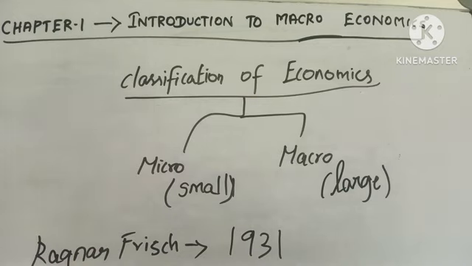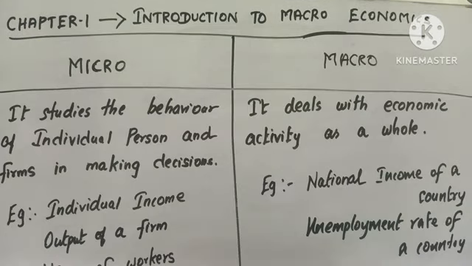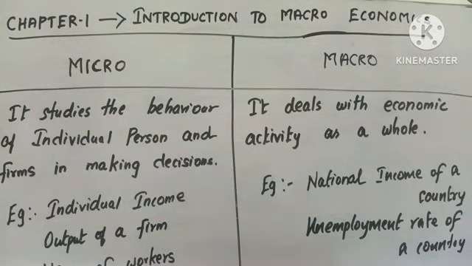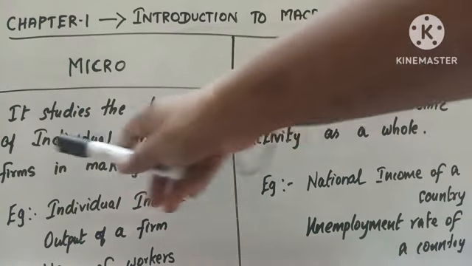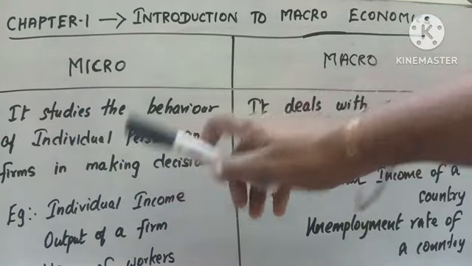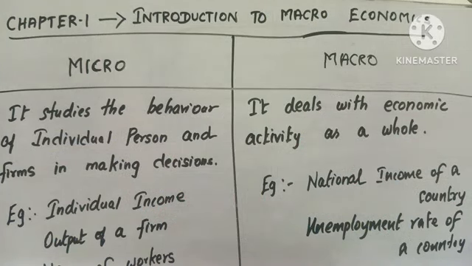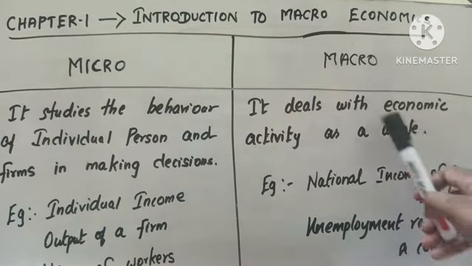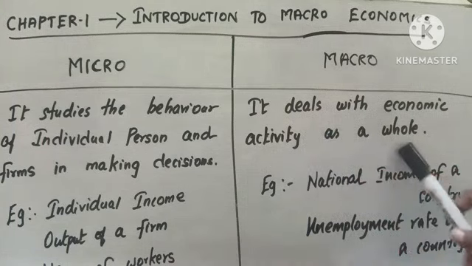Here, let's discuss the classification of economics. First, we go with microeconomics. Microeconomics studies the behavior of individual persons and firms in making decisions regarding the allocation of resources. Macroeconomics deals with economic activity as a whole.